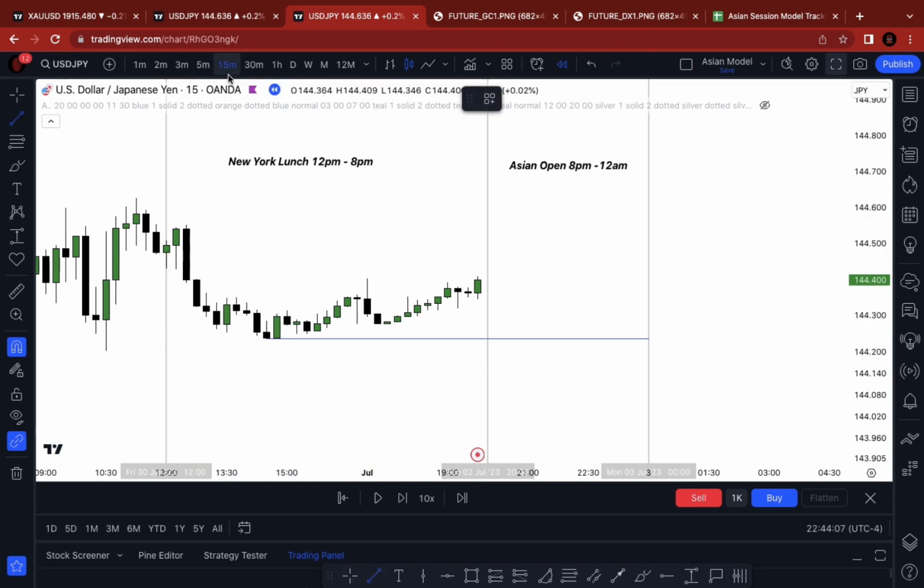Just a sidebar, we are on the 15-minute time frame. Some people may not have paid attention to that. We're on the 15-minute time frame. That's how I'm using this model.